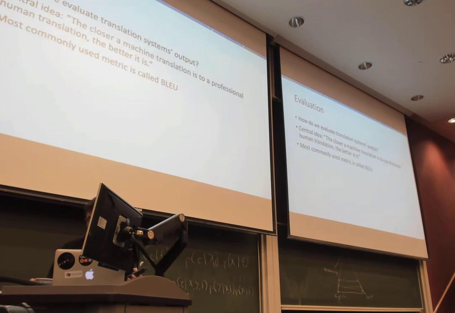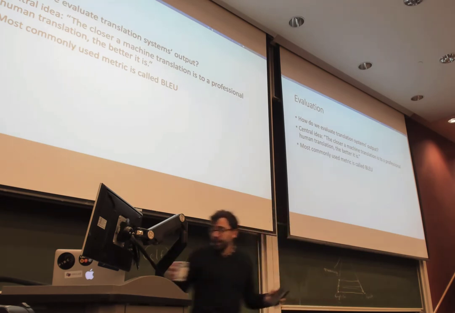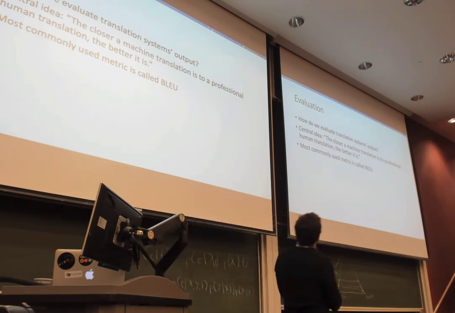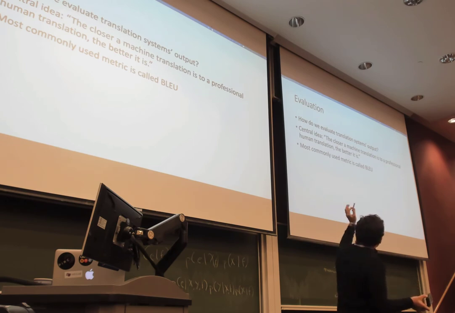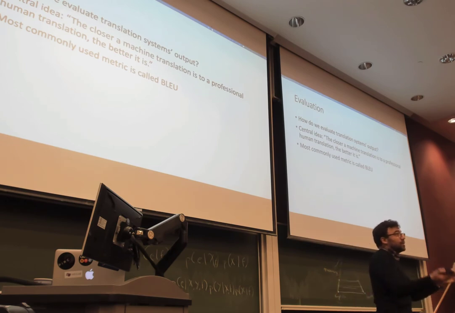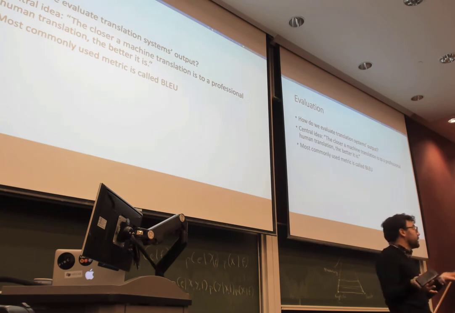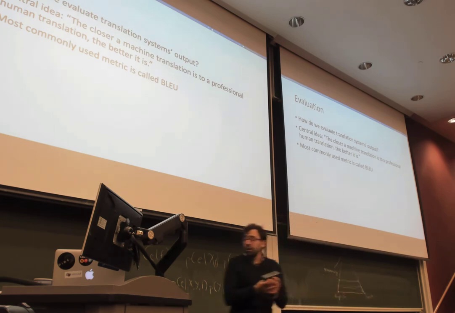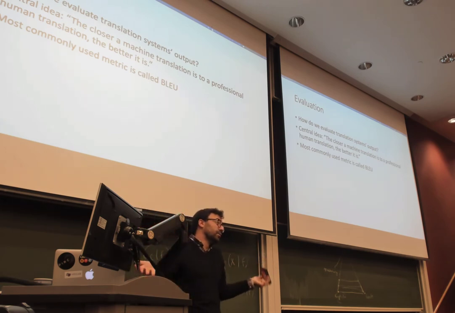Okay, so let's say we now have an MT system. We want to see how well we did, so we'll talk a bit about evaluation. Now, the central idea is that the closer your output gets to the output that a professional translator would create, the better your system is. The most common metric that is used is called BLEU. I pronounce it blue, like the color.